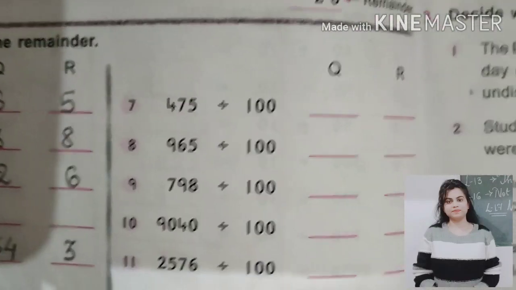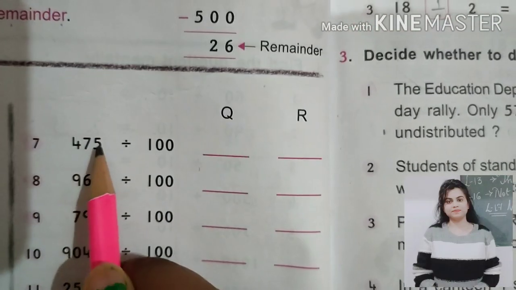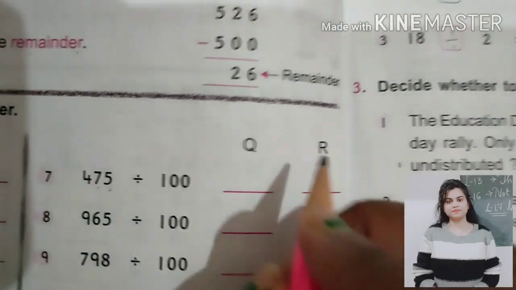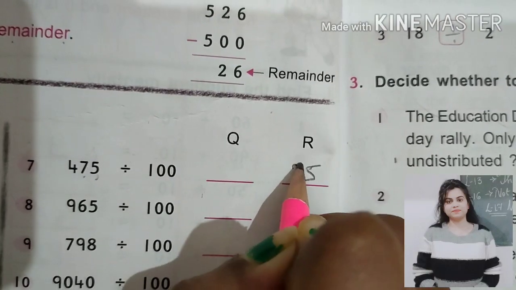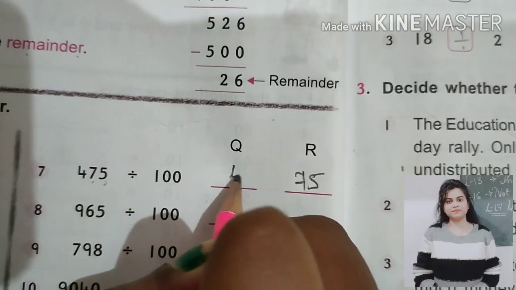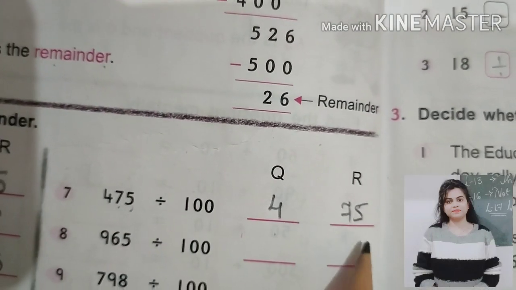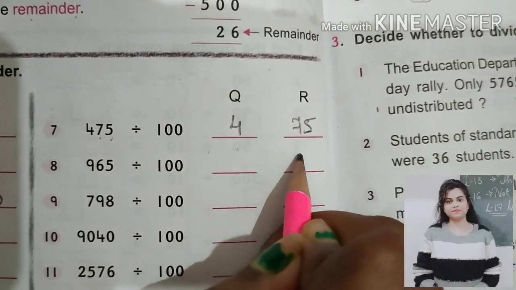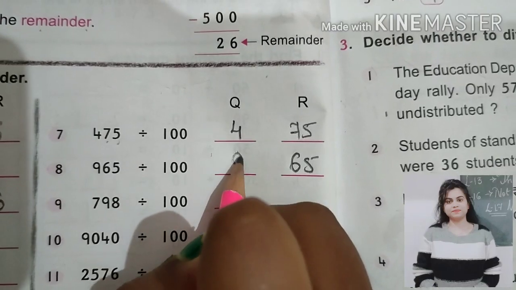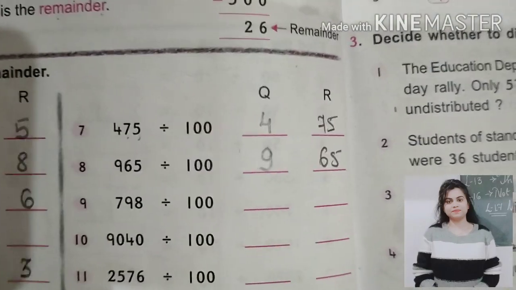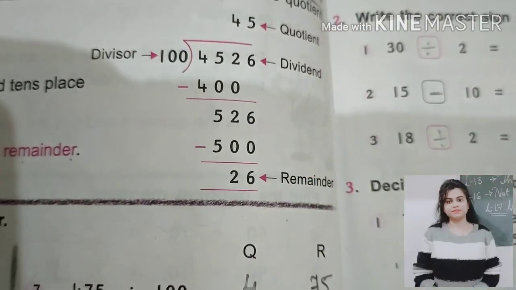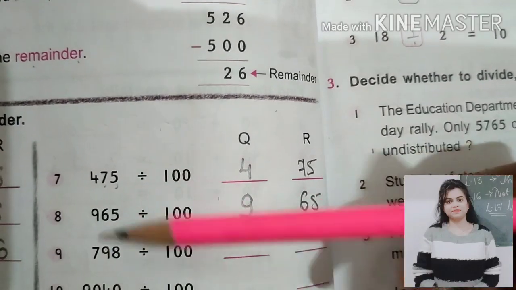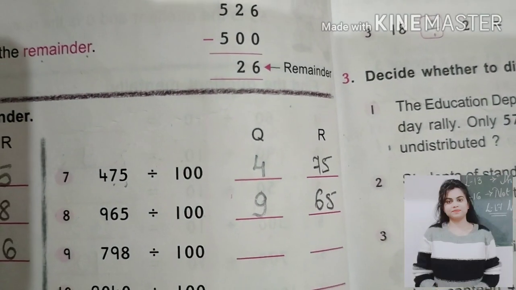Next, when you have to divide by 100, what you have to do? Ones and tens place together make the remainder. Ones place 5, tens place 7, and the rest is the quotient. So 4 is your quotient and 75 is your remainder. Next one. Here also the ones and tens place is your remainder and 9 is your quotient. You can solve like this and check your answer also. For example, 965. 100 9s are 900. So 65 is your remainder.